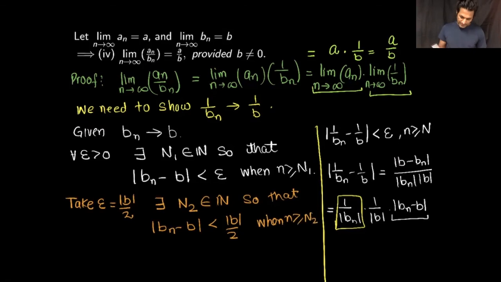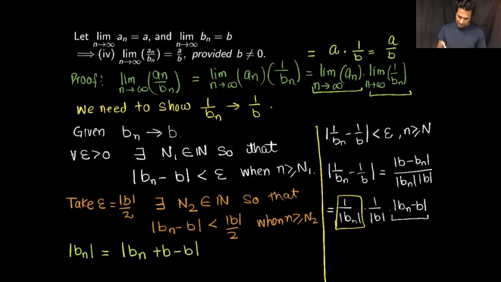So now let's start again with the absolute value of bn, because this is what we need to compute, and we need to compute 1 over bn. So I'm going to start with bn and then compute the reciprocal of that. Here I'm going to do a manipulation again. I'm going to add b and subtract b.